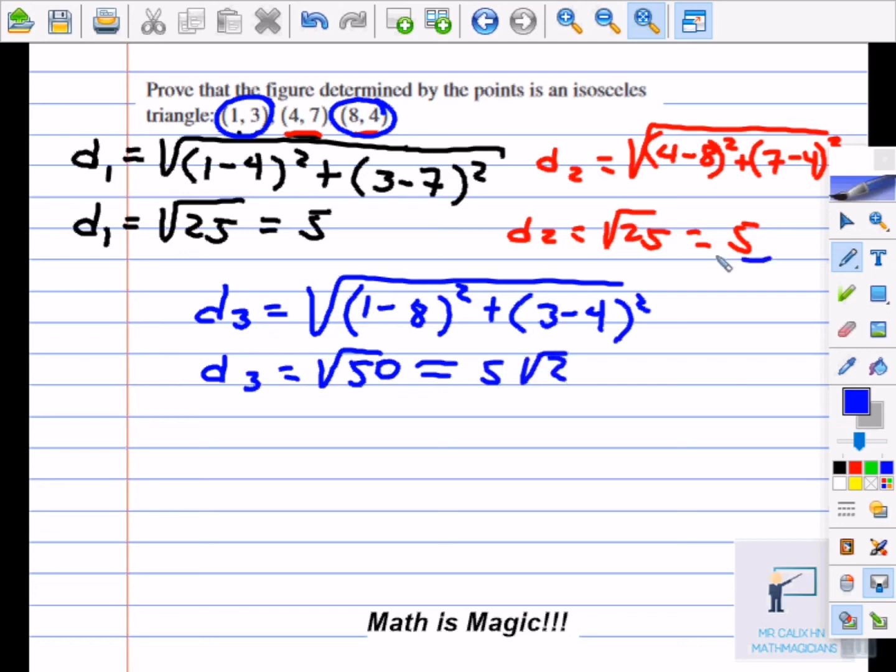As you can see, because you have two equal sides and a base that is greater than the two sides, we can say that it is isosceles. With this, we are done for this topic.